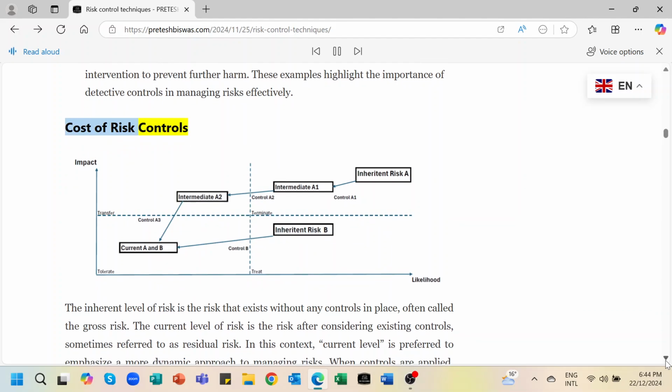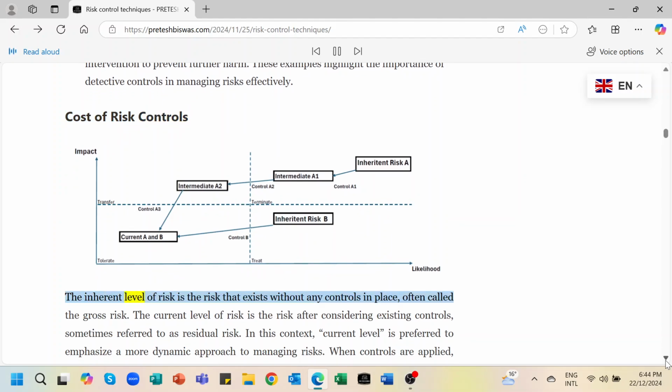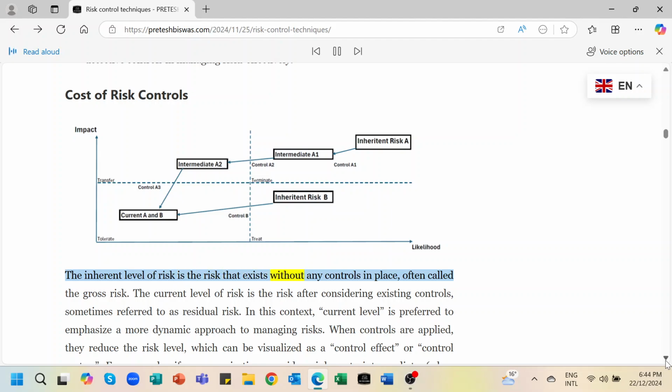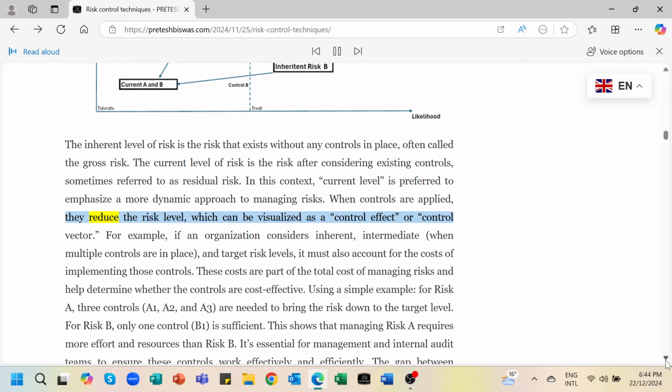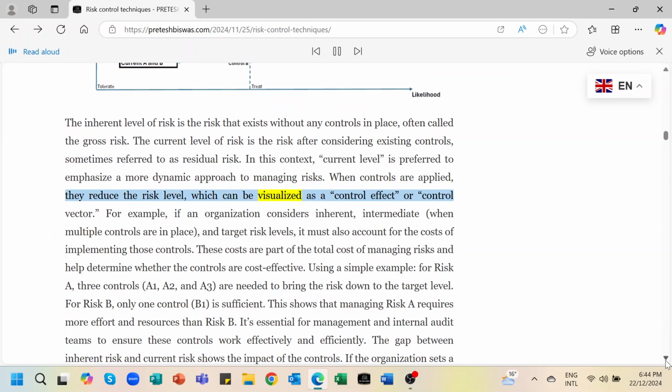Cost of risk controls. The inherent level of risk is the risk that exists without any controls in place, often called the gross risk. The current level of risk is the risk after considering existing controls, sometimes referred to as residual risk. In this context, current level is preferred to emphasize a more dynamic approach to managing risks. When controls are applied, they reduce the risk level, which can be visualized as a control effect or control vector.